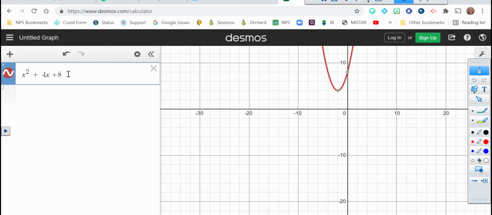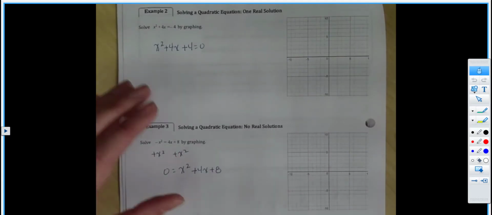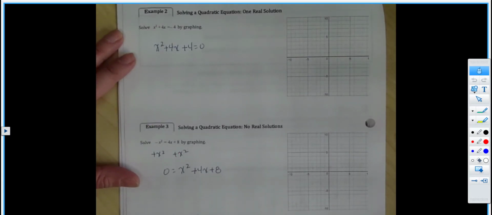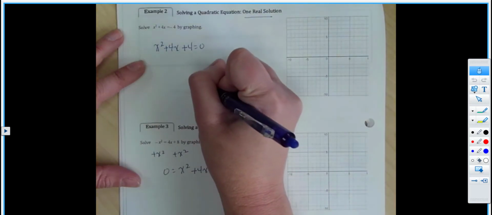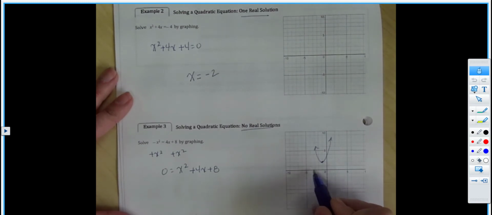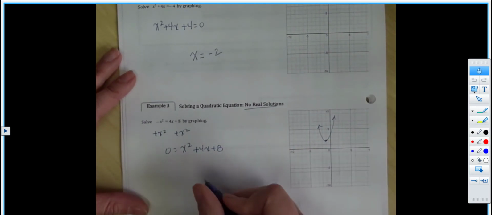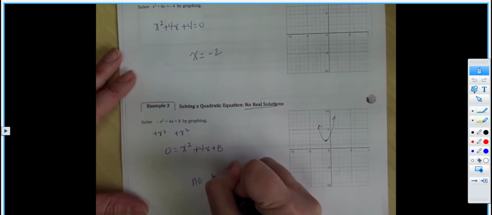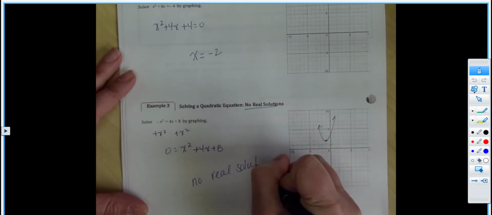Now watch what happens when I hit equals 0. Notice there's no graph, there's no solution, because the answer here is no real solutions, because it never crosses the x-axis. All right, so our solution to example 2, as you recall when we graphed it, was 1 real solution, and x equals -2. Now here, it was no solution because, as you recall, our graph never crossed the x-axis. So our answer here is no real solutions.